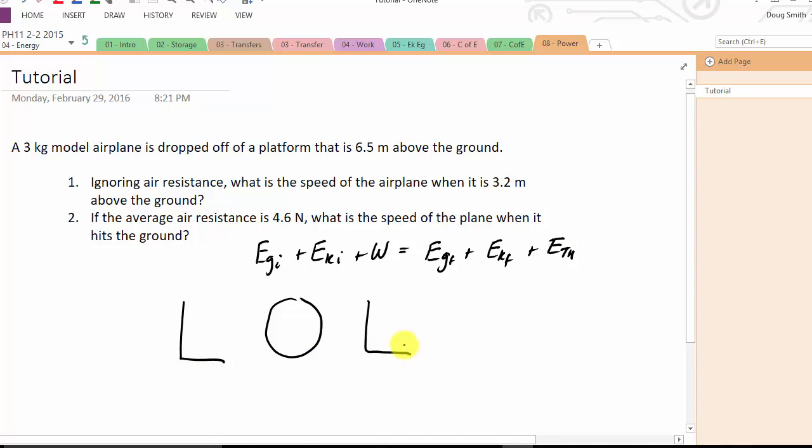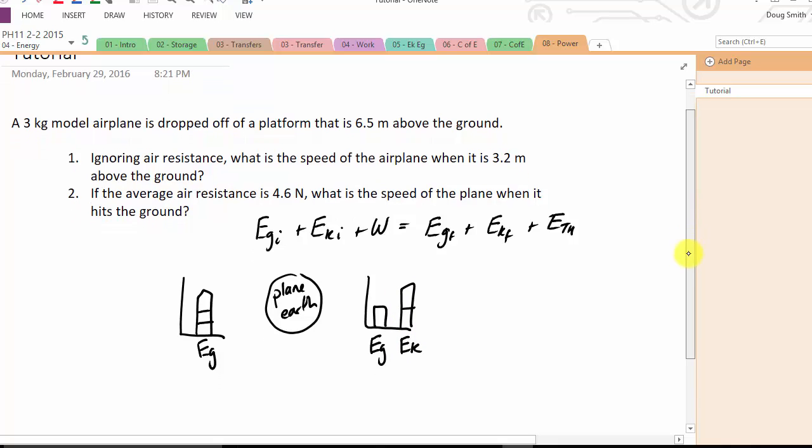In the system, I'm going to include the airplane and the Earth. At the beginning, it says the plane is dropped, so there's no initial movement, so there's no kinetic energy, but it's above the ground, so there's some gravitational energy. Then it's asking, what is the speed of the airplane when it is 3.2 meters above the ground? So it still has gravitational energy, but obviously it's moving, so there'll be some kinetic as well.